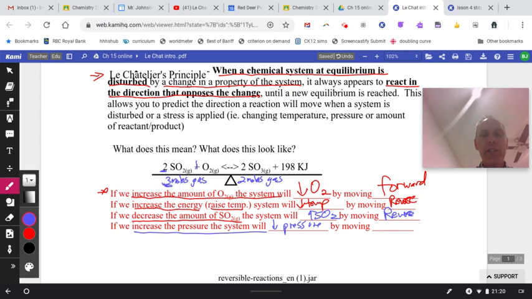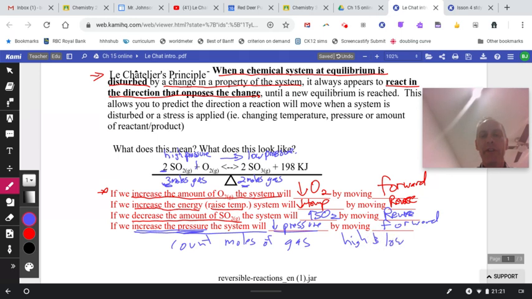This side has 2 moles of gas. So if we have 3 here and only 2 here, we call this the high pressure side. There's more collisions. And this is the low pressure side. There's less collisions because there's less molecules of gas. So if we increase pressure, it will try and decrease pressure. How does it decrease pressure? By moving to the low pressure side to decrease pressure, moving forward. So for pressure questions, you have to count the moles of gas and figure out your high and low. So it's just that one extra step.